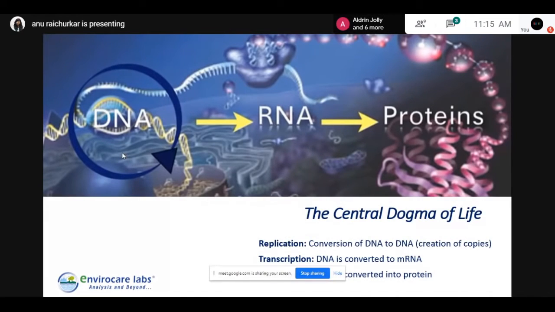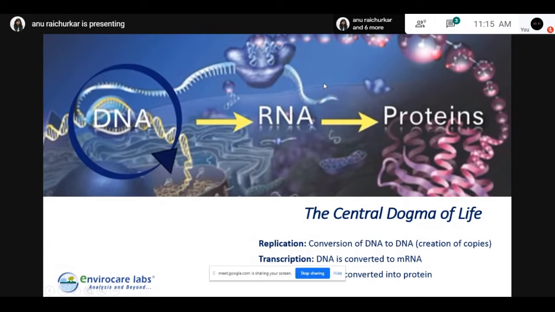Once the DNA replicates, the next step is transcription, wherein it is converted into a messenger RNA. This process also takes place within the nucleus, wherein the DNA is converted into an mRNA with the help of the enzyme RNA polymerase, and also certain transcription factors are involved in this process. The mRNA then moves from the nucleus into the cytoplasm of the cell, wherein it gets converted into protein.